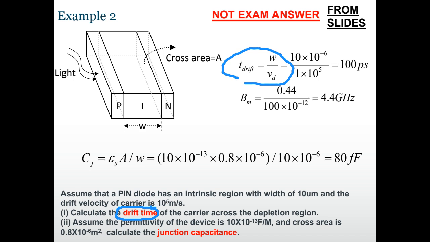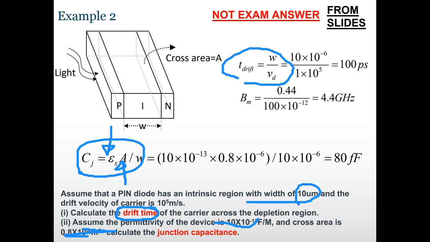And then you need to calculate the capacitance. You just put all the values in. You have the cross area, and this constant is epsilon here. And then you have the width, which is this one here. So you put all the values in. You can calculate drift time, bandwidth, and then capacitance. This is one set of equations that's related to capacitance.